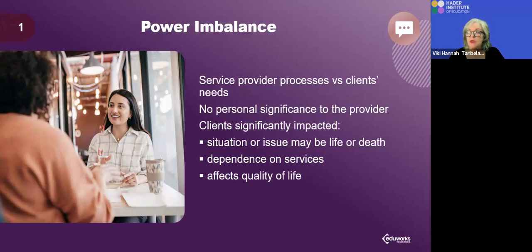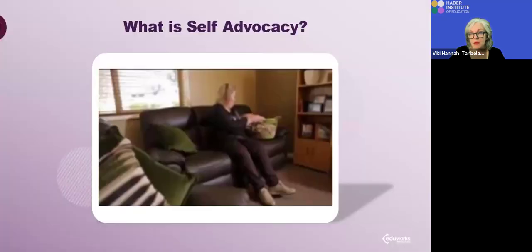And then no personal significance to the provider, client significantly impacted, meaning that we need to make decisions sometimes if it's life or death. Dependence on services or codependency on a service, and how it may impact or affect the quality of somebody's life. It's all governed under the human rights, which Australia will go over to that website. I encourage you to do that and then do some research of your own.